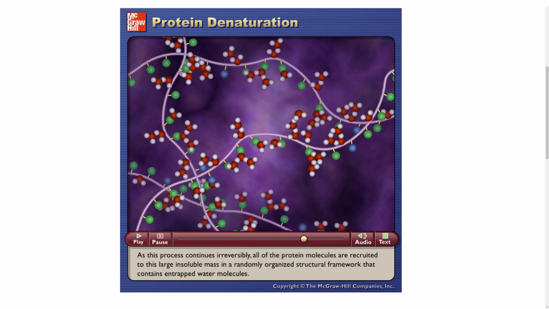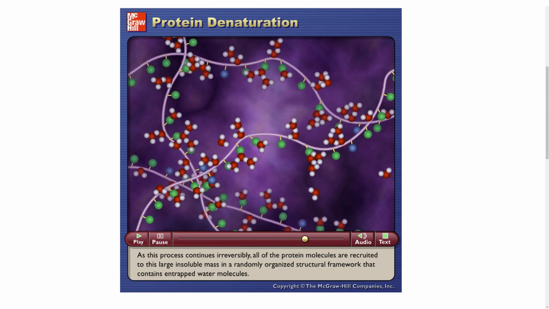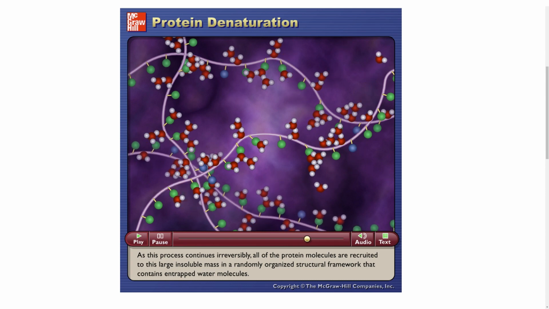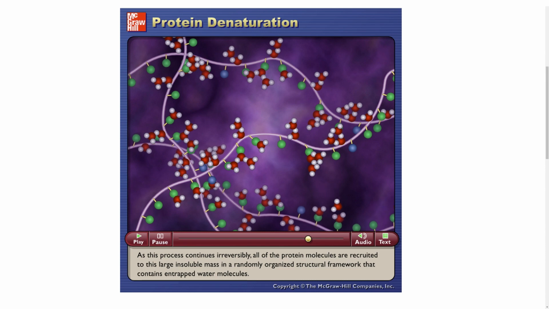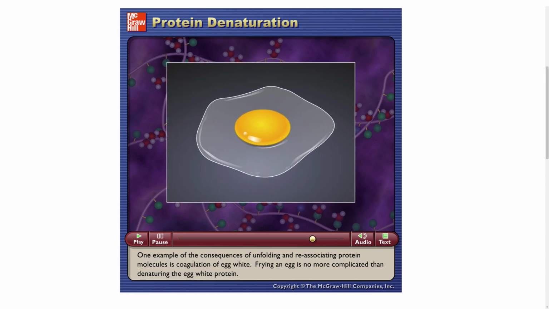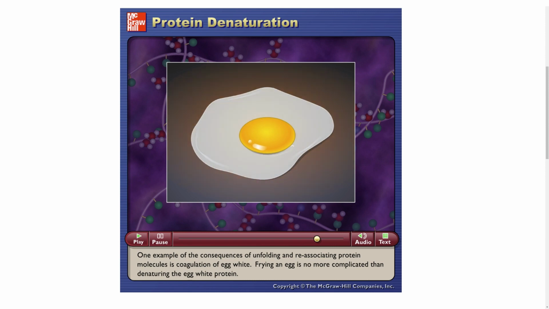As this process continues irreversibly, all of the protein molecules are recruited to this large insoluble mass in a randomly organized structural framework that contains entrapped water molecules. One example of the consequences of unfolding and reassociating protein molecules is coagulation of egg white. Frying an egg is no more complicated than denaturing the egg white protein.